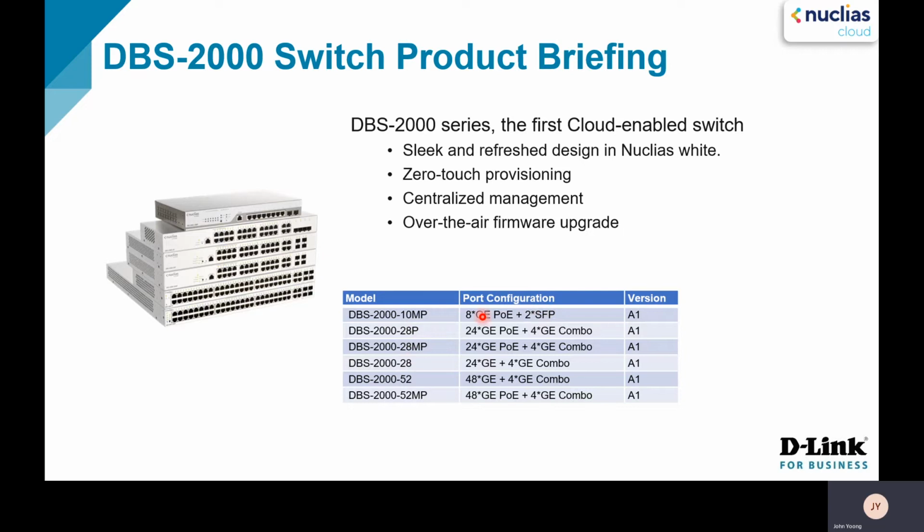As you can see, for some of the uplinks, we have 2 SFP. You need to install the transceiver. The rest are GE combo ports. What do you mean by combo? You either have the SFP or the RJ45 port. You can use only one of them. Just take note.